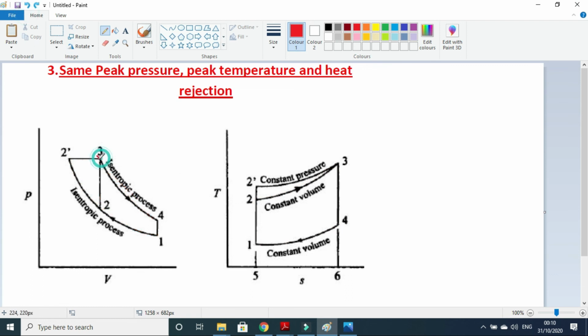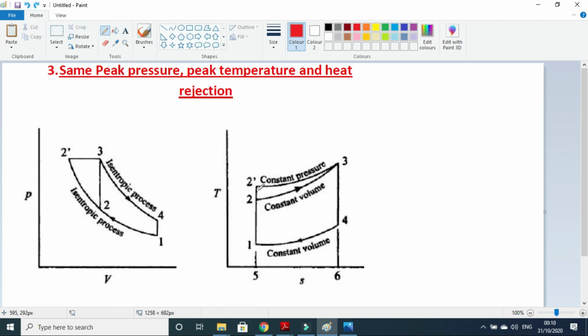So the peak pressure and peak temperature are the same in both cycles, and the heat rejection is also the same. That is, the heat rejection curve is the same in both cycles. So what is left? Q in is left. So we need to differentiate and analyze the Q in. Which one has the higher Q in?